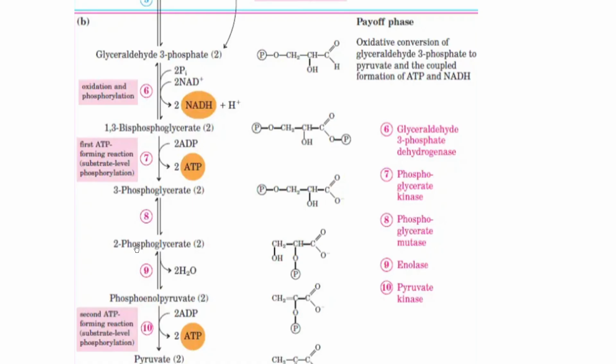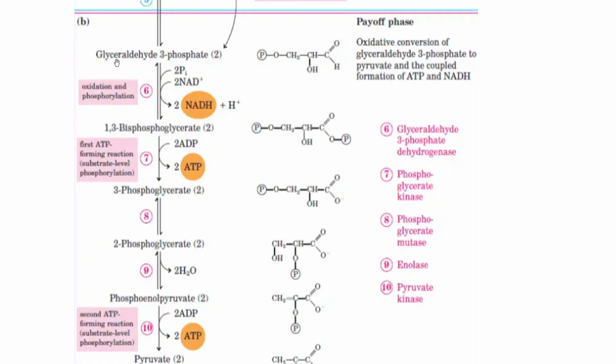Then 2-phosphoglycerate is converted to PEP, or phosphoenol pyruvate, catalyzed by the enzyme enolase. Then PEP is converted finally to pyruvate by the action of the enzyme pyruvate kinase. In this whole conversion we have one NADH molecule released, one ATP molecule released, and one H2O molecule released, and again from PEP to pyruvate conversion we have one ATP molecule released.